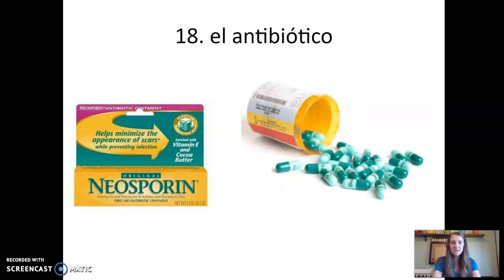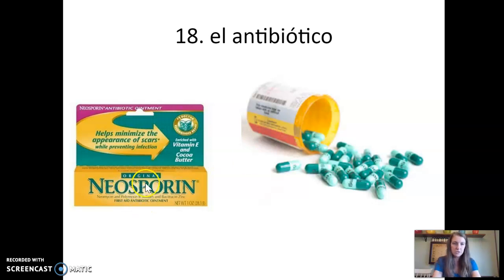El antibiótico is an antibiotic. So this is if you have some sort of an infection, right? You're not going to take antibiotics if you have a headache, right? That's not going to help you. Or if you have a cold, that's not going to help you. This is if you have strep throat or something like that. That's more bacterial. Then you need antibiotics.